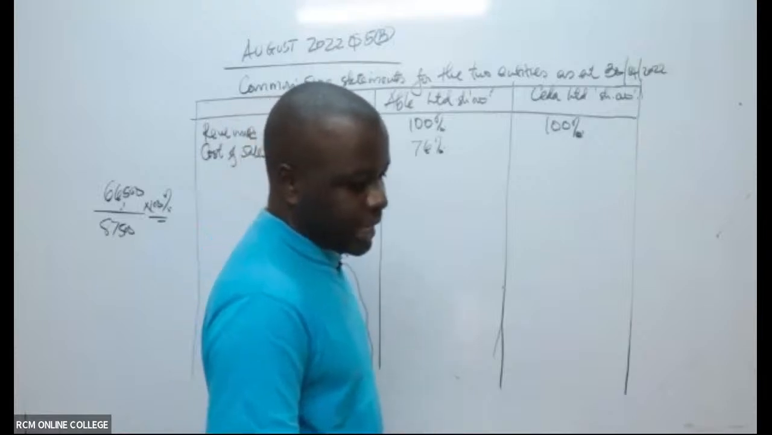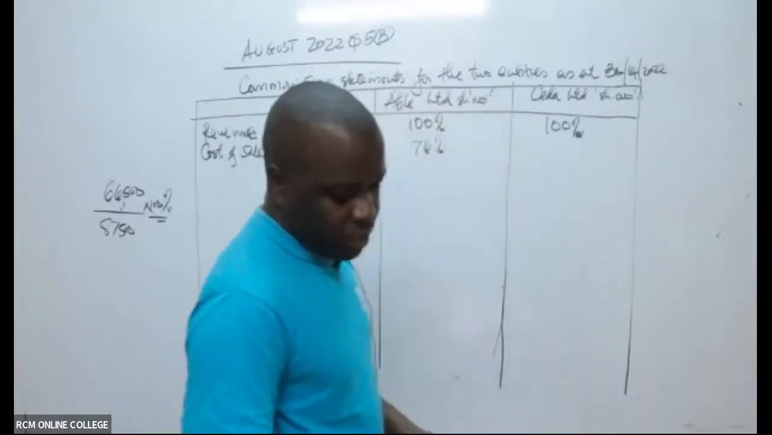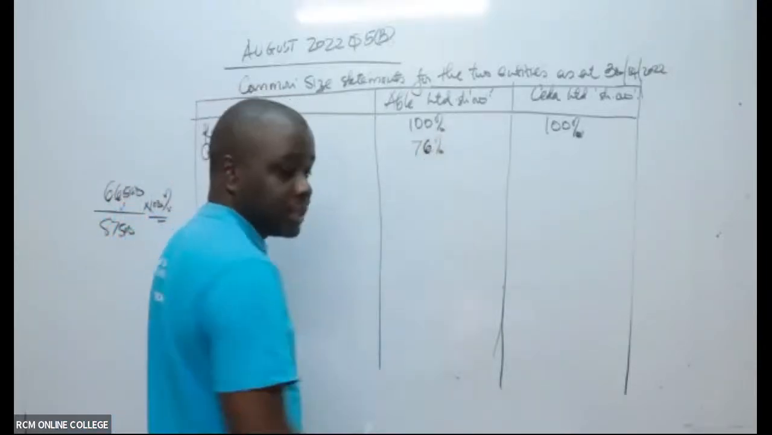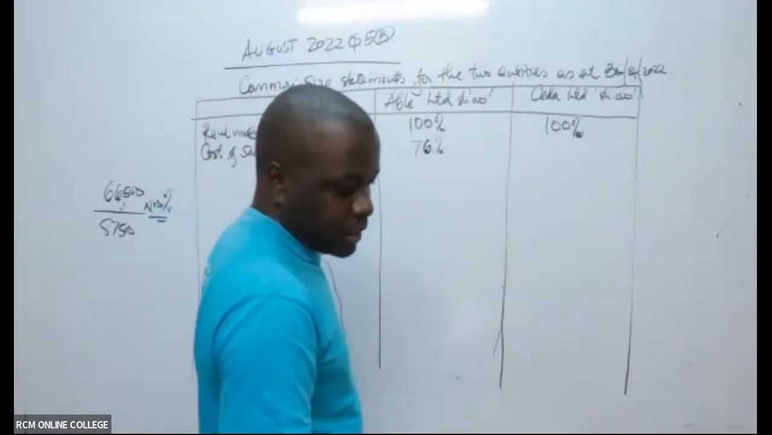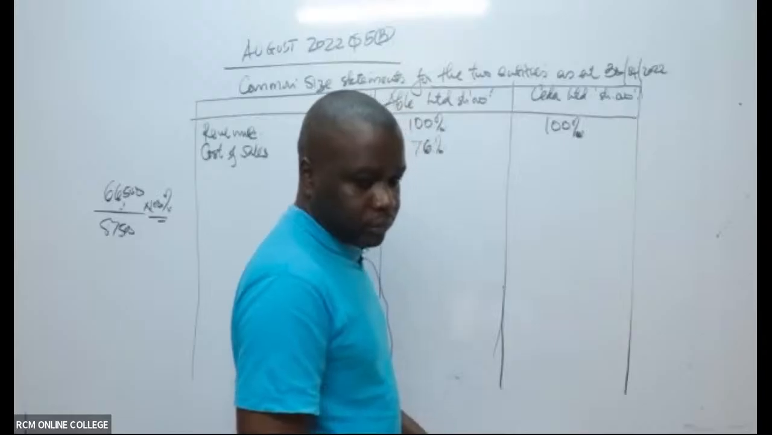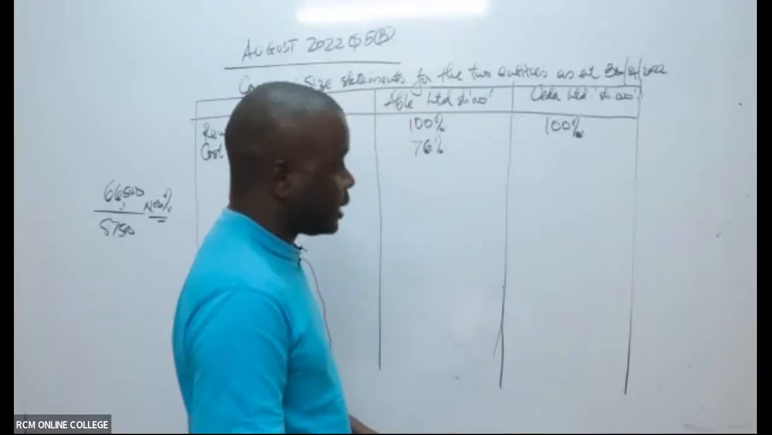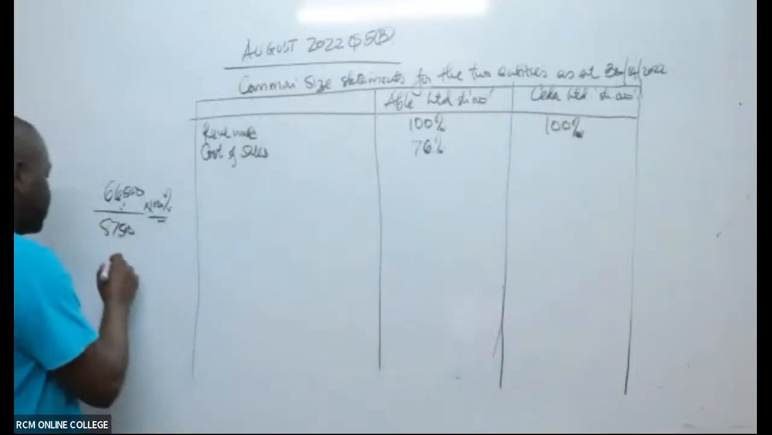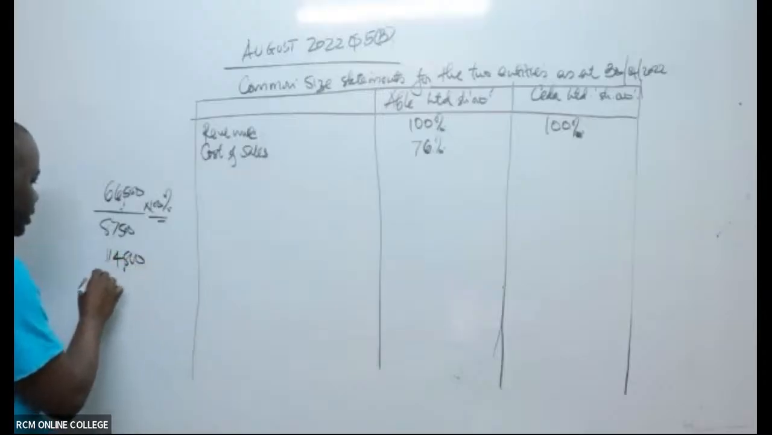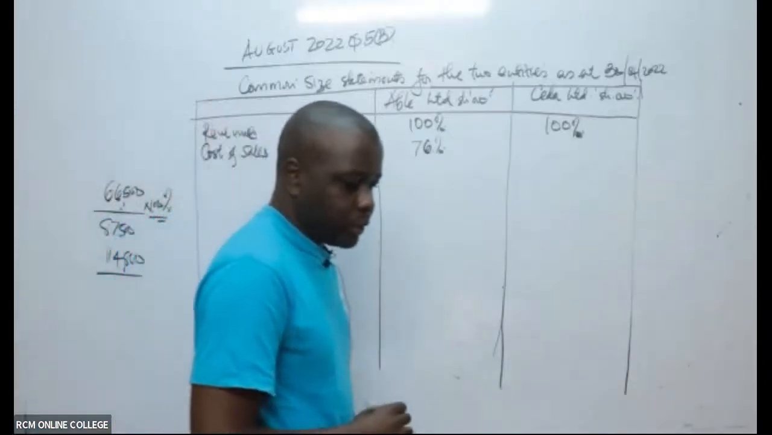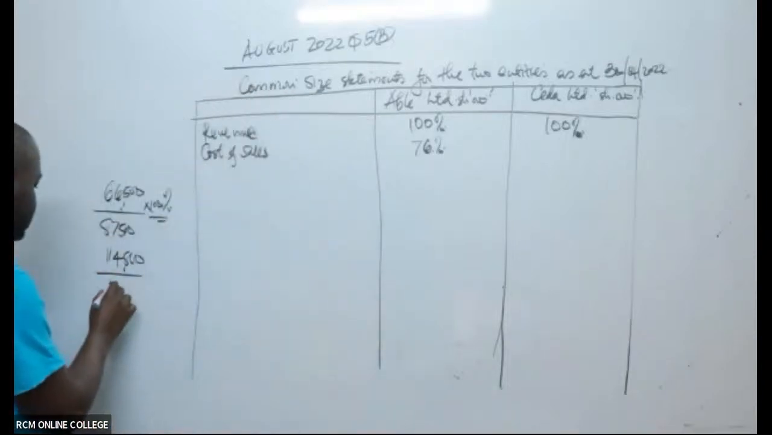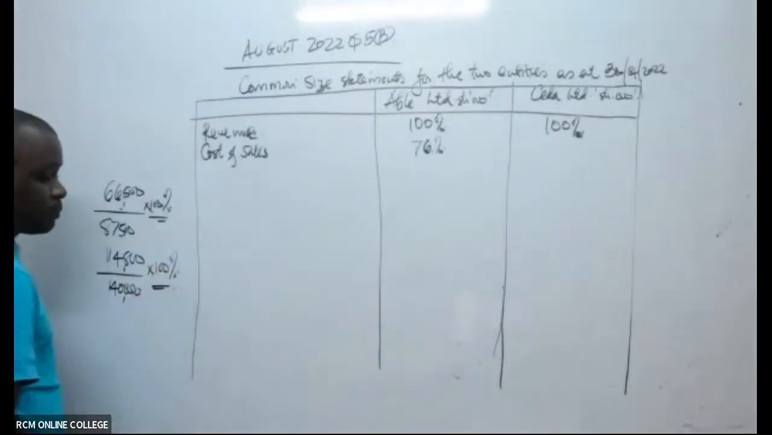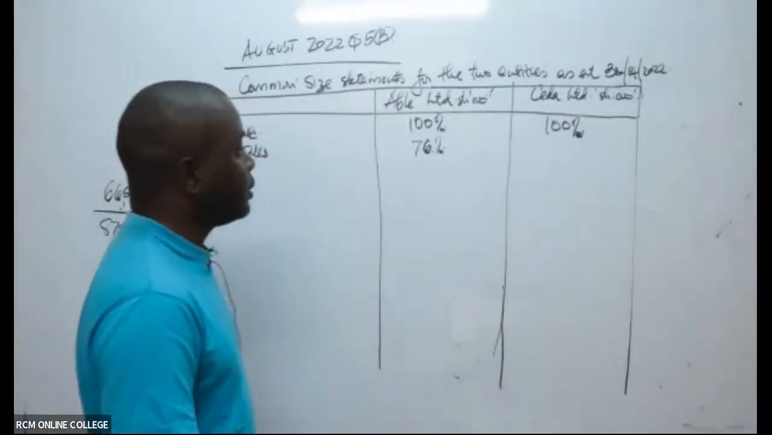What about for SEDA? SEDA, it is what percent? For SEDA you take 114,800. You divide by the total sales, or total revenue, which is 140,000. Then you multiply by 100%. So what are you getting?